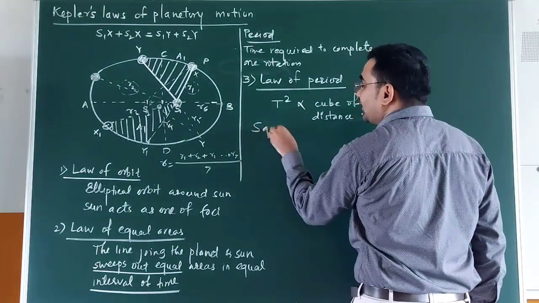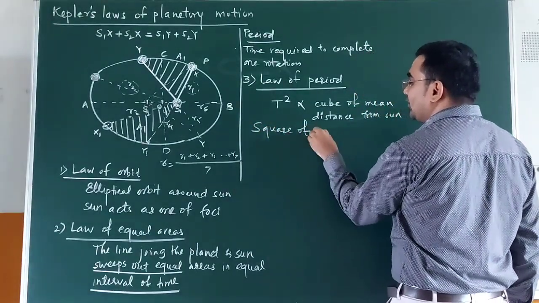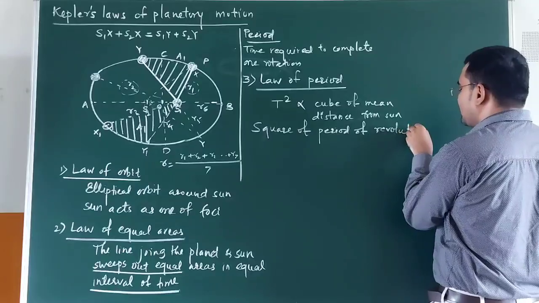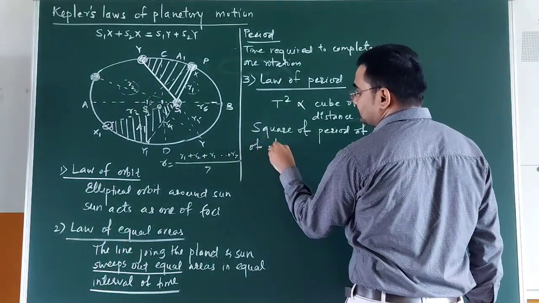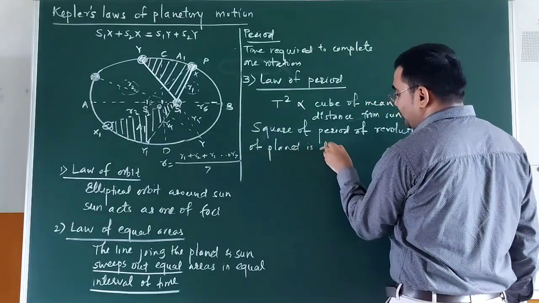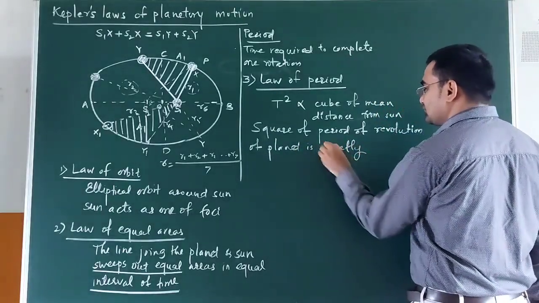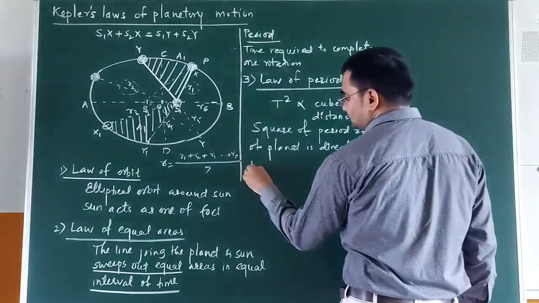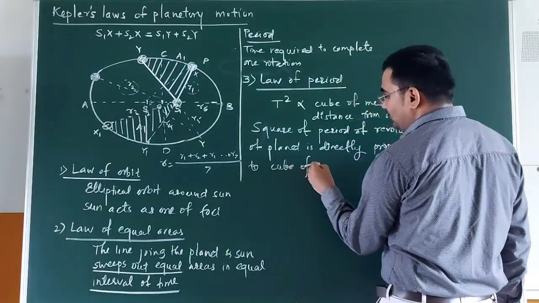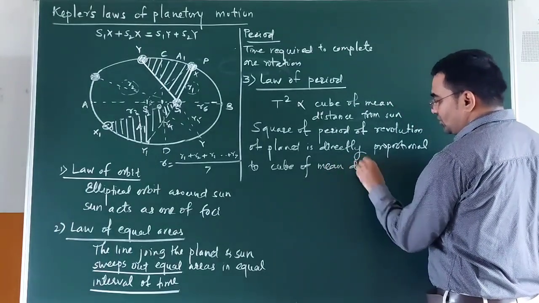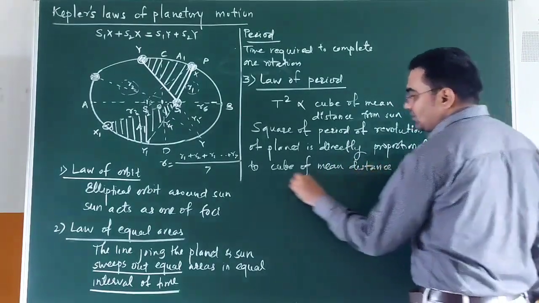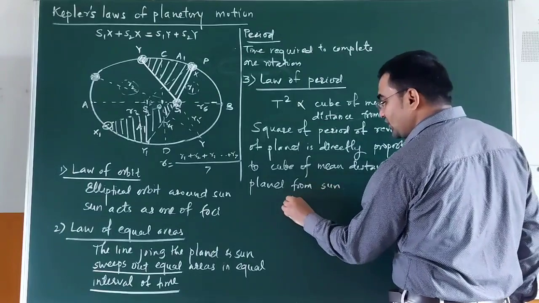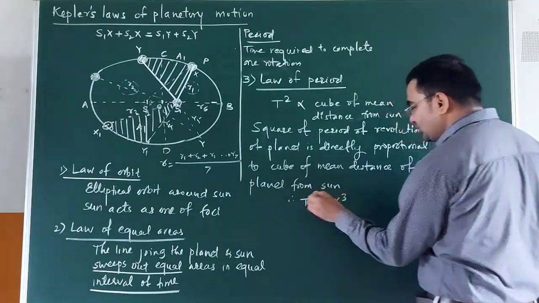So the law is: square of period of revolution of planet is directly proportional to cube of mean distance of the planet from the sun. Therefore I will say T square is directly proportional to R cube.